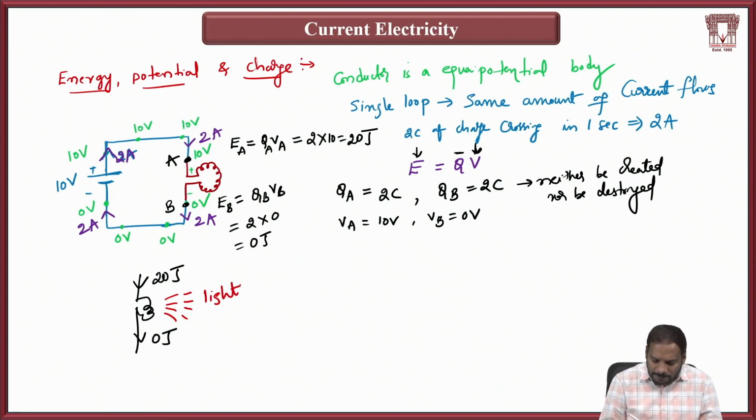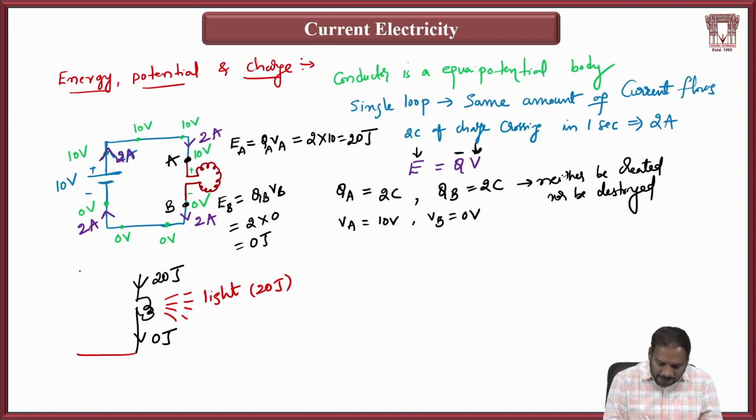So how much energy is spent? 20 joules of energy in 1 second. Okay, 20 joules of energy is spent in the form of light. Whenever the charges are entering the bulb, they have a lot of energy, and whenever the charges are leaving the bulb, they do not have any energy. So the energy is becoming zero. Then, as I said earlier, energy can neither be created nor be destroyed. Then who is giving the energy to the charges?